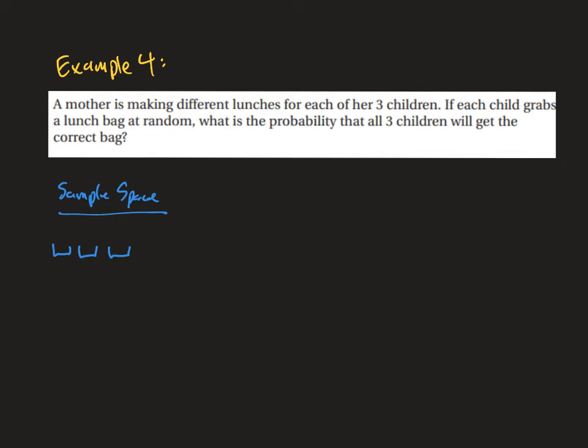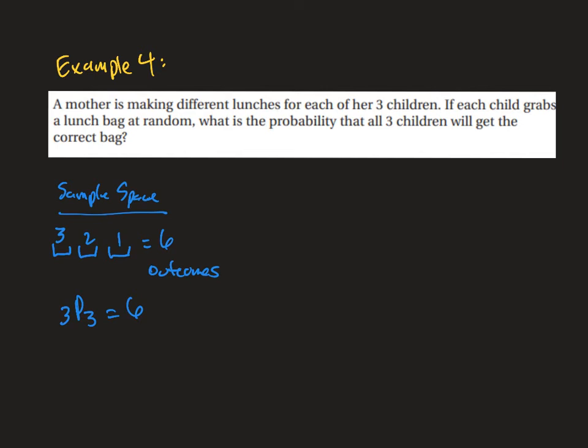So each event is just going to be the child grabbing a bag, right? When the first child comes through, that child has 3 bags to choose from. Once that person grabs a bag, there are 2 left for the next child, and then there's 1 for the final child. So that's a total of 6 outcomes. Basically, this is a 3P3 situation, right? We have 3 bags, and we're going to use all 3 of them, and the order in which the children get them matters. Okay, so that's our sample space.